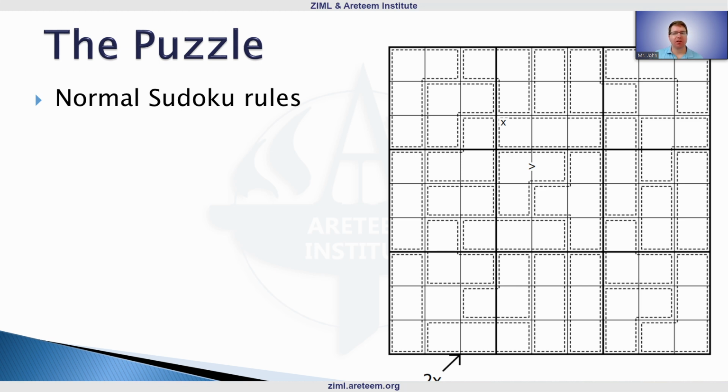So, right, first of all, we do have normal Sudoku rules. For example, every row has all the digits 1 through 9. Every column has all of the digits 1 through 9. Every 3x3 box still has all of the numbers 1 through 9 there.